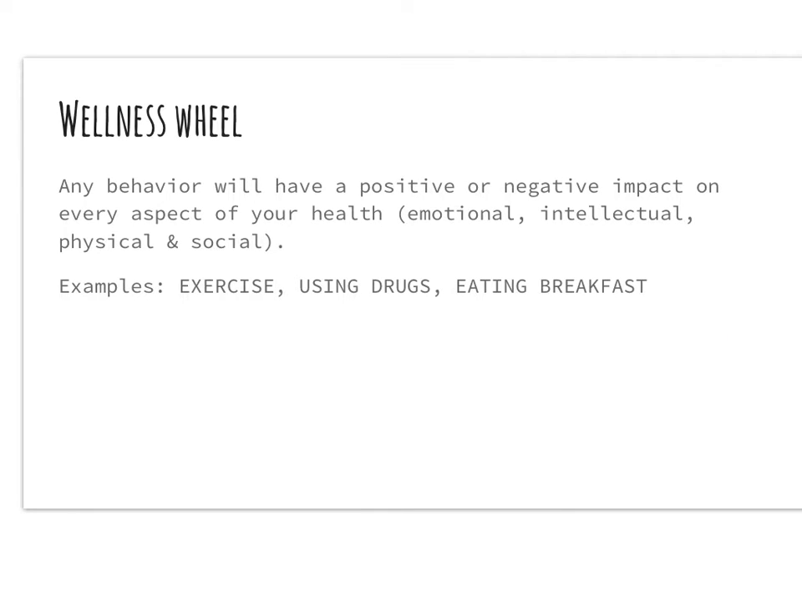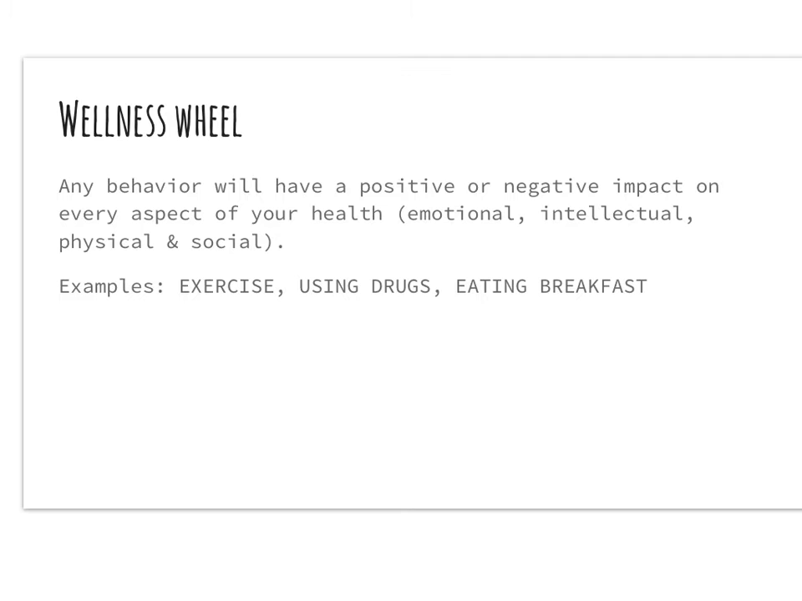Okay, so next we're going to describe a wellness wheel. We are going to be using a wellness wheel to demonstrate how any type of behavior or decision has a positive or negative impact on every aspect of your health. So realize that if our behavior or decision was to use drugs, not only will it have a negative impact on our emotional health, but it also will have a negative impact on our intellectual, physical, and social health. You're going to have an opportunity to choose a behavior, and you're going to have to apply that behavior to the wellness wheel.